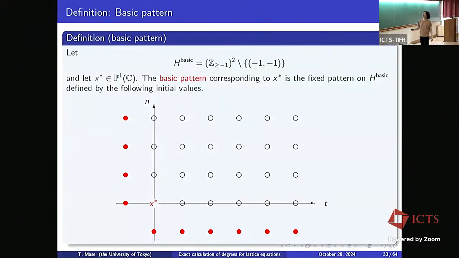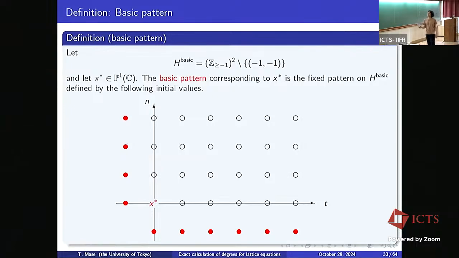Okay, so let's define the basic pattern. This corresponds to the singularity confinement calculation in this talk. So x star is some scalar, and we start from these initial values. The red points are just variables, and this is scalar, and we calculate the pattern. This is called the basic pattern. And of course, this corresponds to the singularity confinement calculation we've seen before.